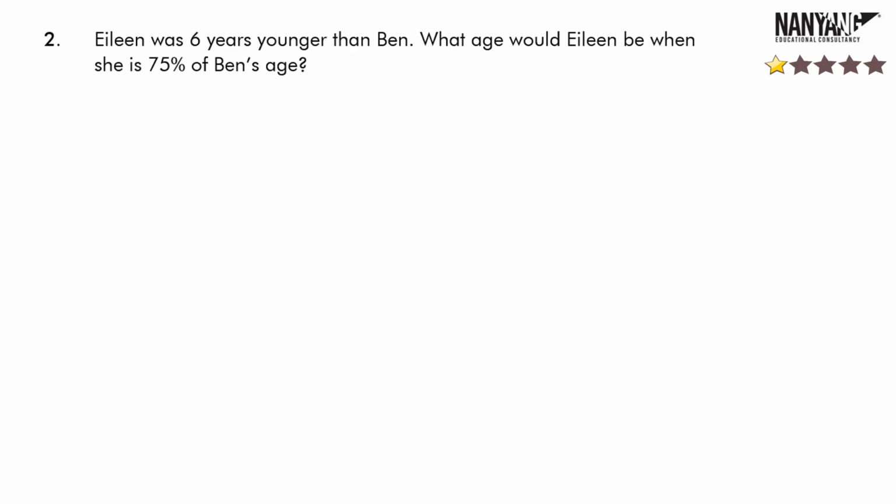Okay, so now let's write down the ratio of Eileen and Ben first. Their age would be Eileen 75%, Ben 100%. We can simplify that to 3 units is to 4 units. Now we can look at our difference. It is known that Eileen was 6 years younger than Ben.